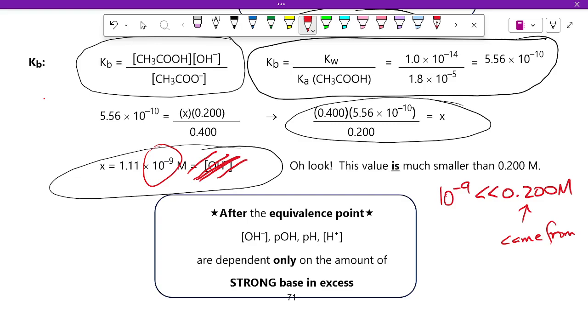Yes? So after the equivalence point, the OH, the pOH, all of those depend only on the strong base. You can just ignore the weak base. It is insignificant.